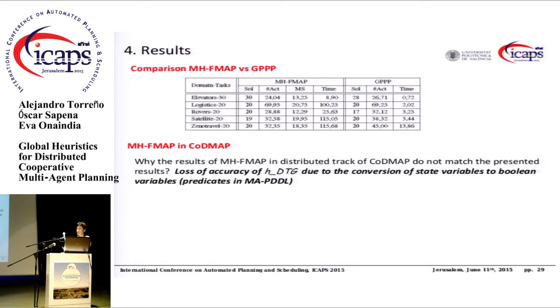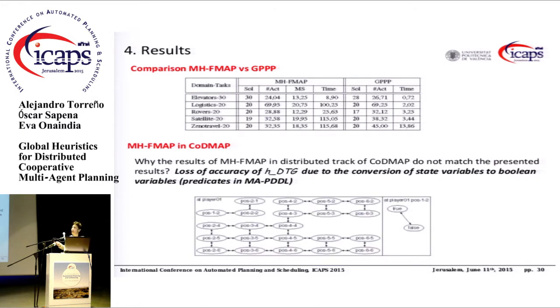Well, the main reason is the loss of accuracy of our DTG heuristic, because we had to convert our variable language of FMAP to predicates in MAPDDL. So basically what we did is convert every state variable to a binary variable. In order to show you the impact of what this means, here on the left, you have a DTG for a Sokoban task that represents the DTG of the variable position of a player. The nodes correspond to the locations of the player in the entire game board, and the connections show how to go from one value to the other.